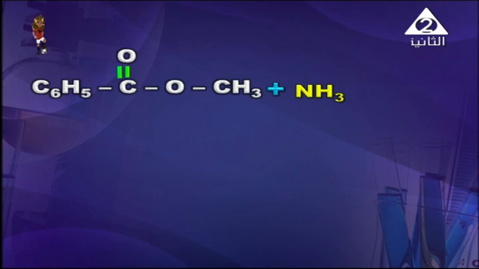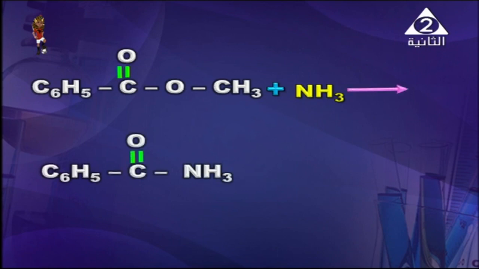By ammonia, I need ammonolysis. It means I add NH3, ammonia gas. What happened now? It will be benzene ring, C6H5, connected to C double bond O connected to NH2, plus CH3OH. Do you know what it will be?